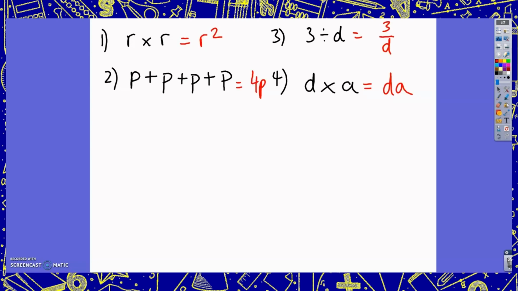Here are your answers. How did you get on with that? So here we have r squared, 4p, 3 divided by d, and dA for d.